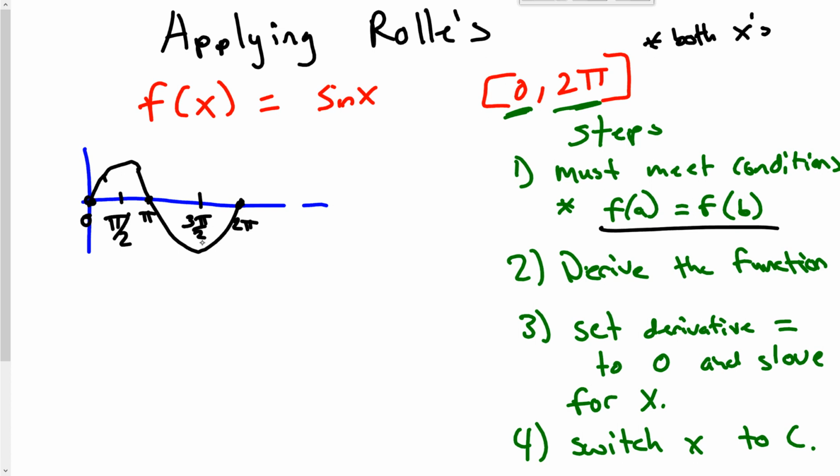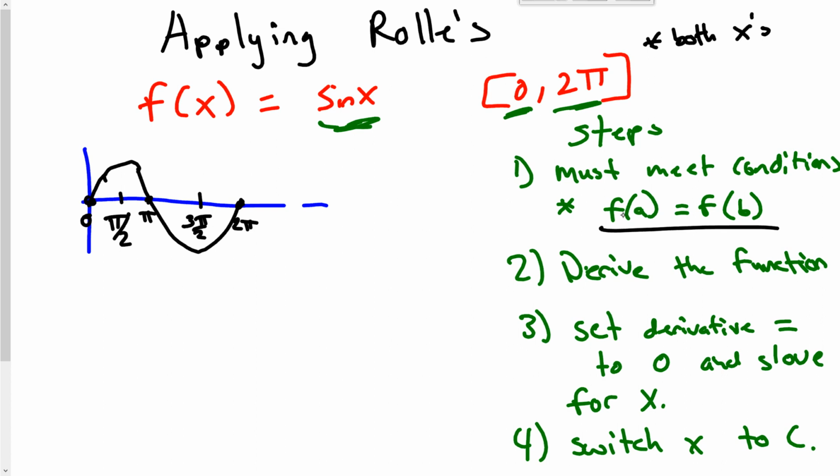So the things that we must do is we must check to see if it's continuous and differentiable. Well, sine, I can take the derivative of sine, right? It keeps on going. There's no vertical asymptotes. We know it's continuous, so it meets conditions 1 and 2. So I would just say that the sine function is continuous and differentiable, meets the first two conditions.